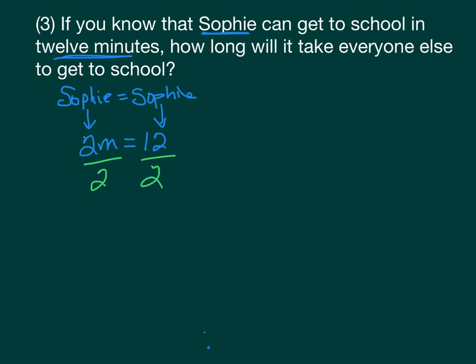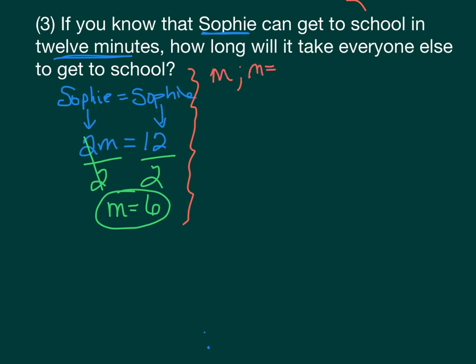It should look like a fraction. We are in 7th grade now. Those 2's cancel out. I'm left with M on this side equals 6. So I know I'm going to be using this M equals 6 to now substitute into all of those expressions that we wrote in the beginning. So the first one I'm going to do is M equals 6. I substitute in 6, and that's 6 minutes for Matt.